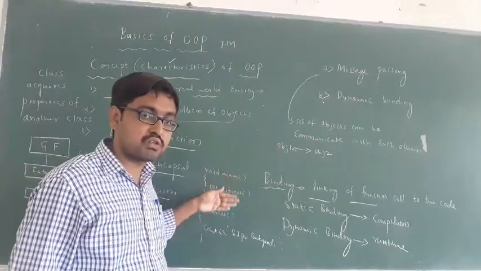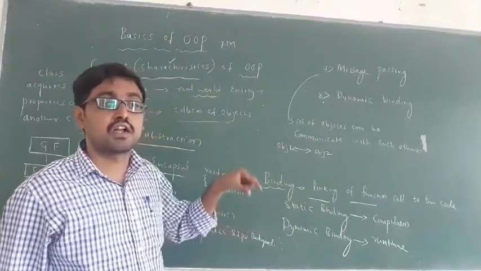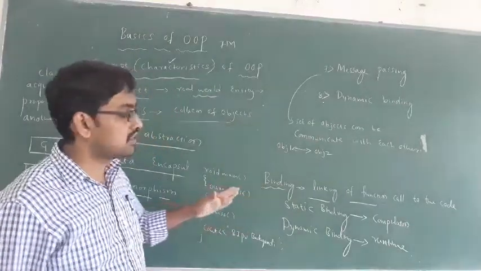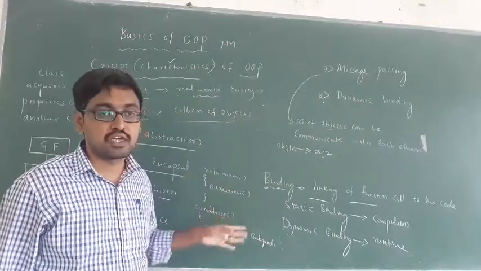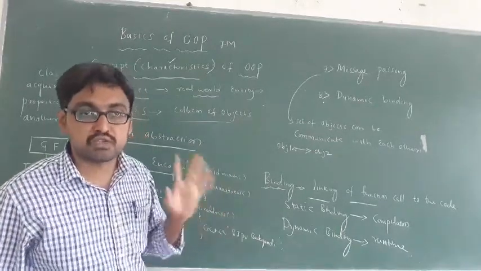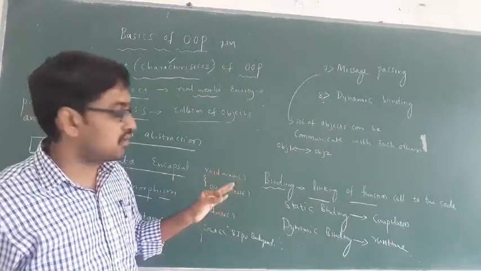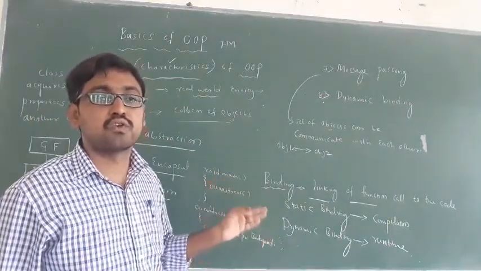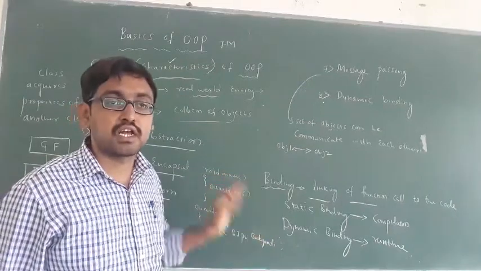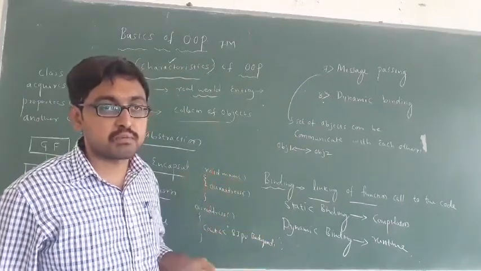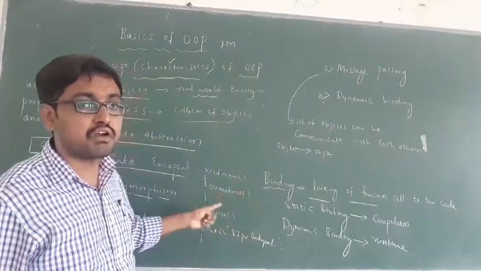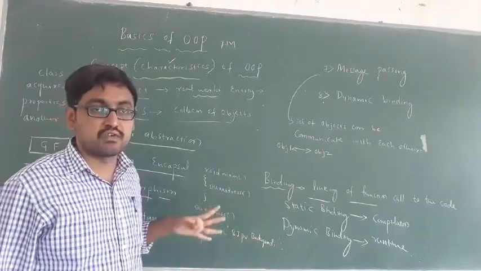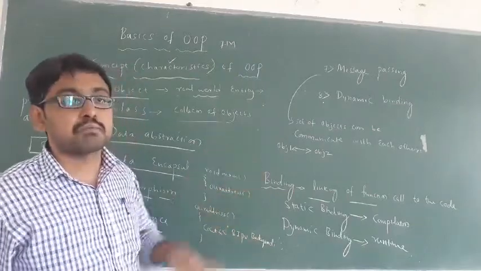One function will call another function during runtime. That process is called dynamic binding. Dynamic binding is sometimes asked as a 1 mark question. Dynamic binding always takes place during runtime. Runtime means when you are running the program, that time one function is called by another function. That process is called dynamic binding.